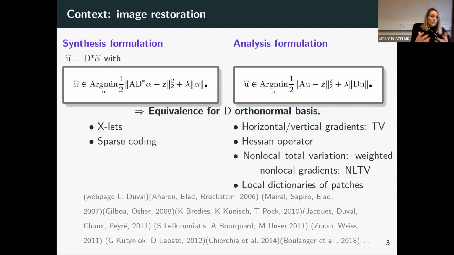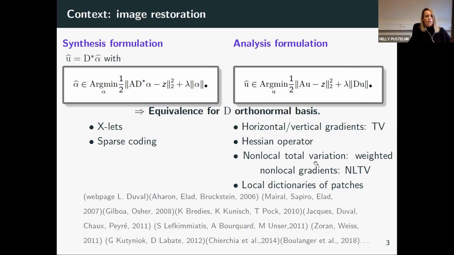And in the literature, you can encounter a lot of developments made in the synthesis context or in the analysis context. Several ways to select a D have been proposed, essentially related to the theory of sparse coding and also to the X-let theory, with the development of wavelets. On the other side, you have penalizations such as TV, because in the case of TV, D models the horizontal and vertical filters, and the norm is the L21 norm.